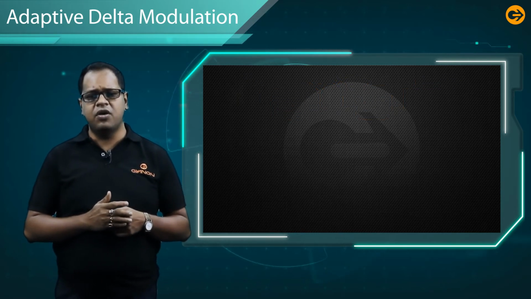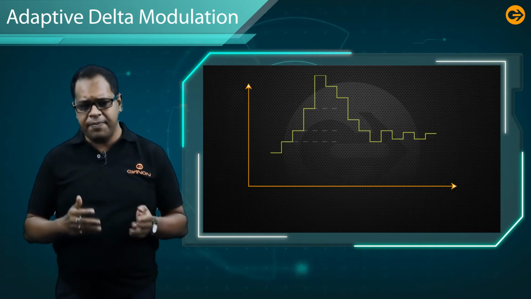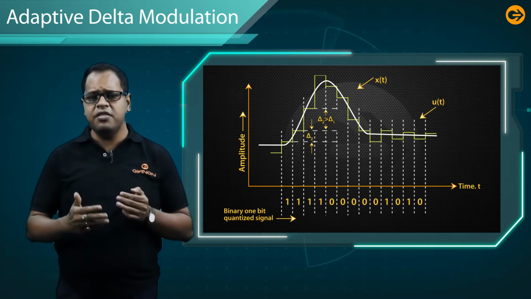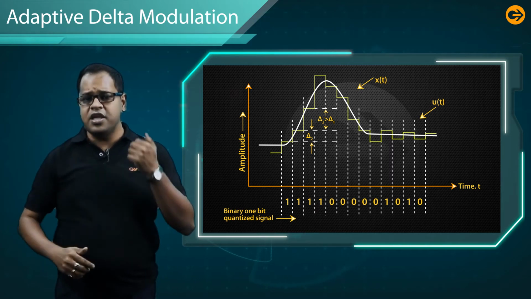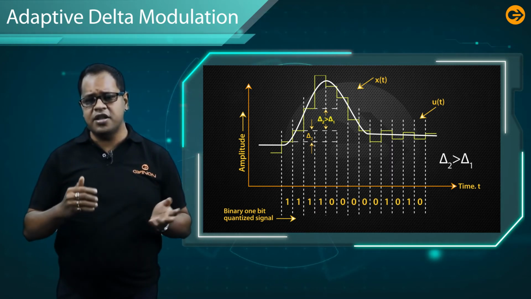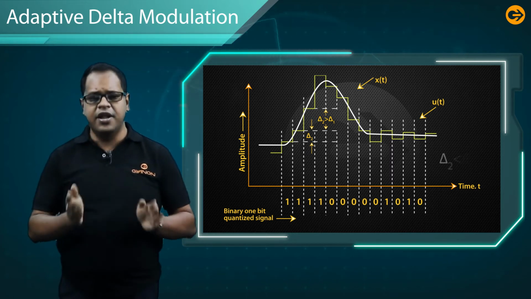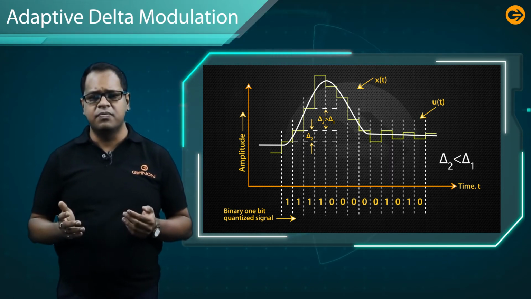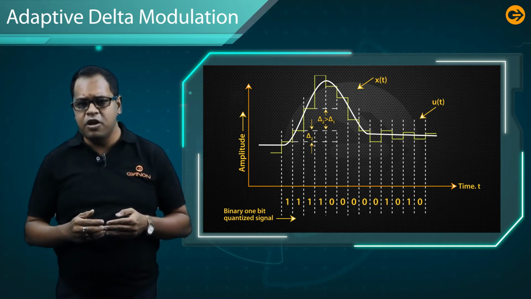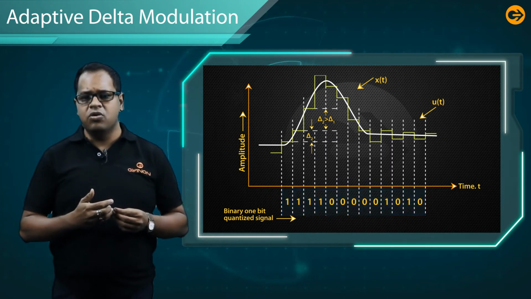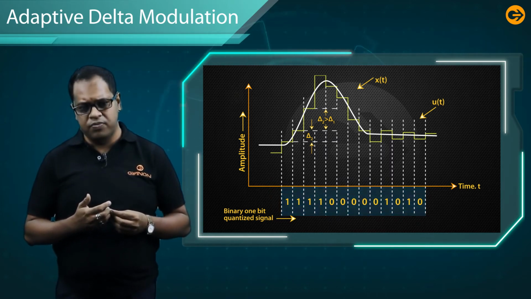Now let us discuss the waveform of adaptive delta modulation. In the shown figure, if the signal increases sharply, then the step size delta 2 is greater than delta 1 to follow the signal. Else, delta 2 is less than delta 1. The quantized sequence will be 1 1 1 1, then 0 1 0 1 0.